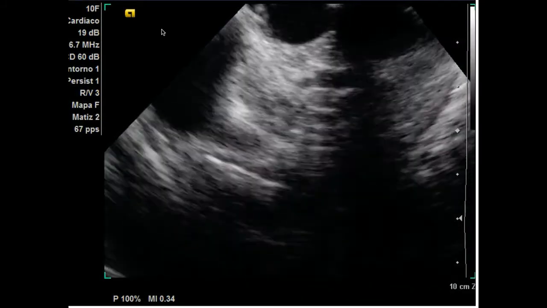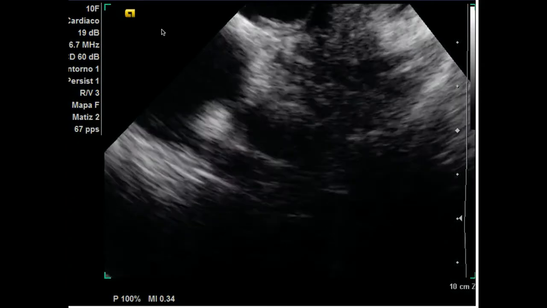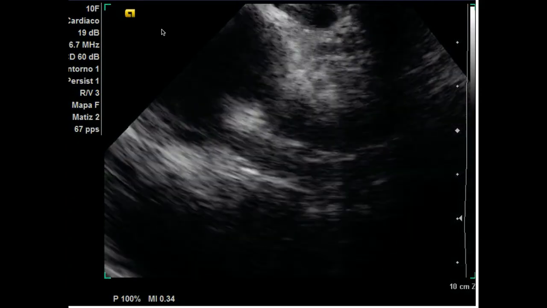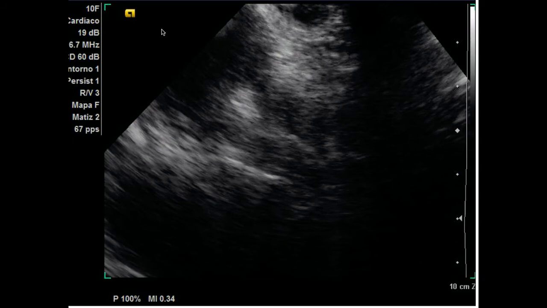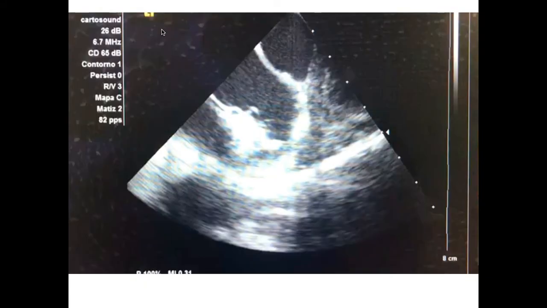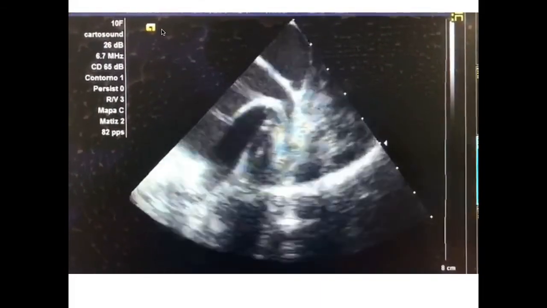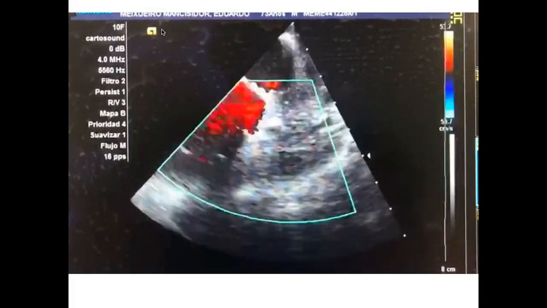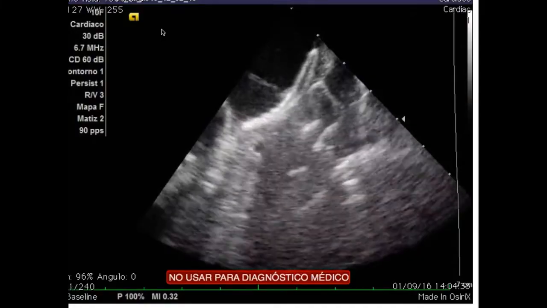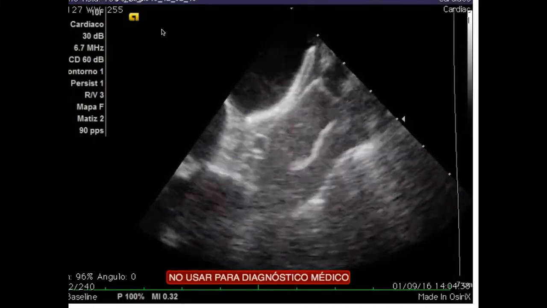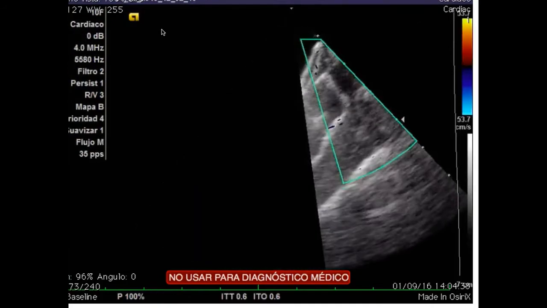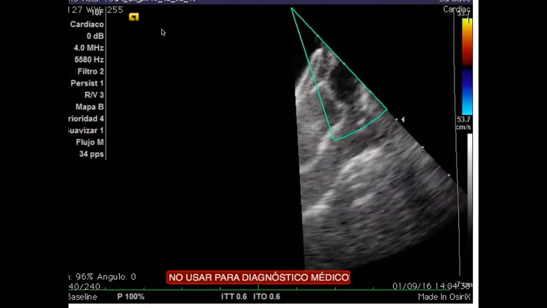If we need to put an occluder device, we need to perform the measurements before the cryoballoon ablation, and then perform the ablation and put the occluder. This is an example of a cryoballoon ablation of the left atrial appendage, and this is an example of an occluder. This is an Amulet guided by ICE, just after the cryoballoon ablation.